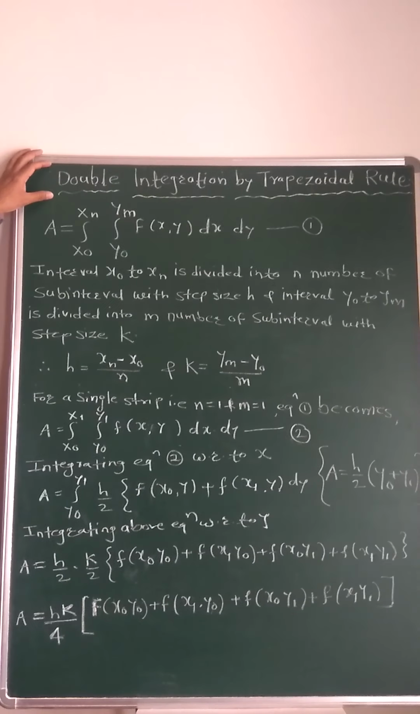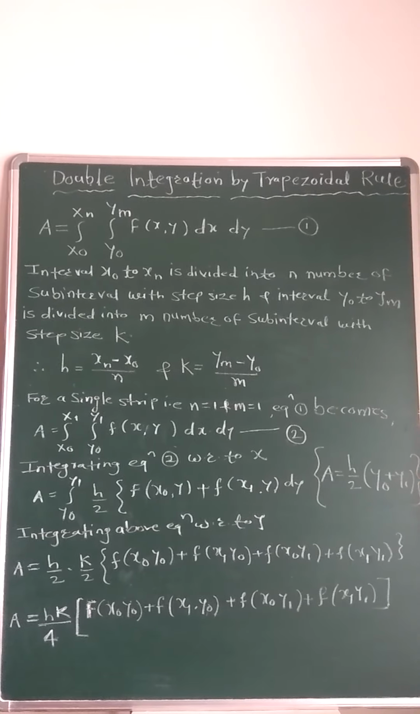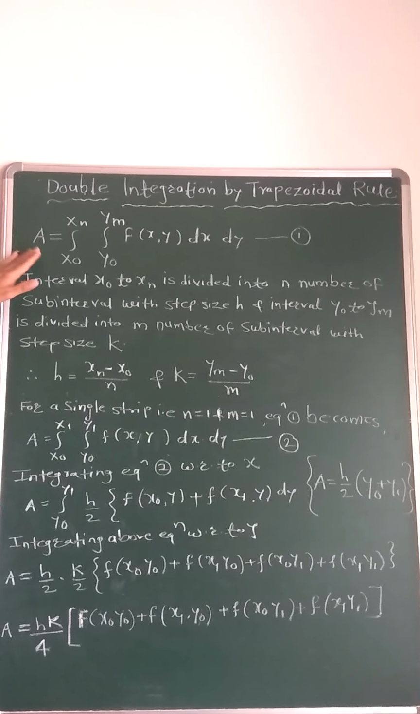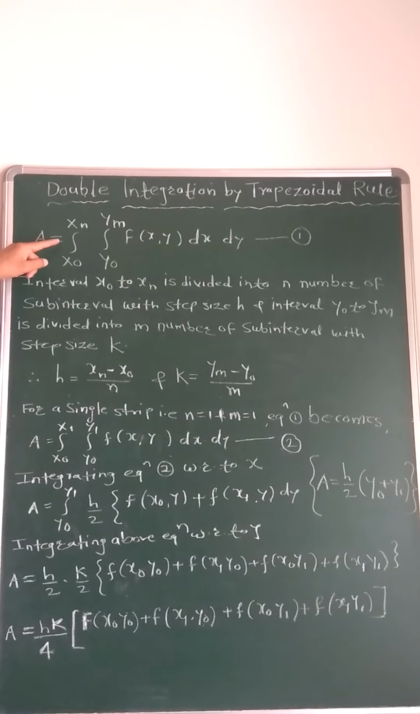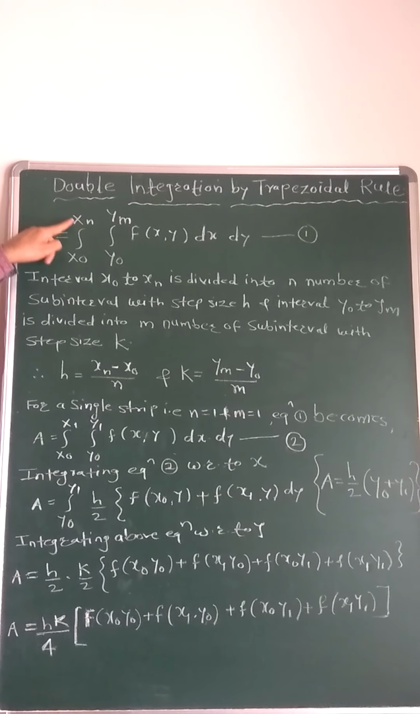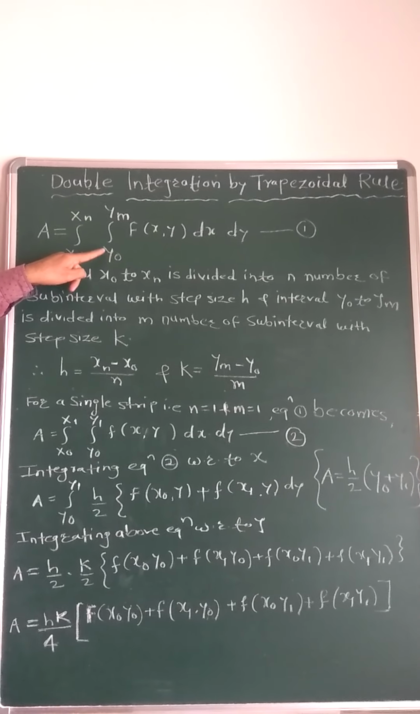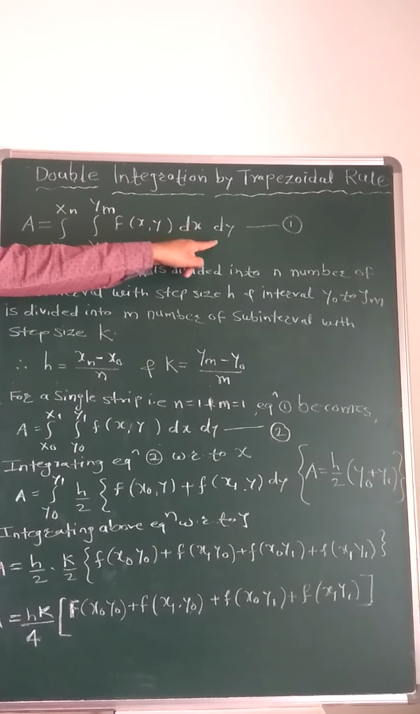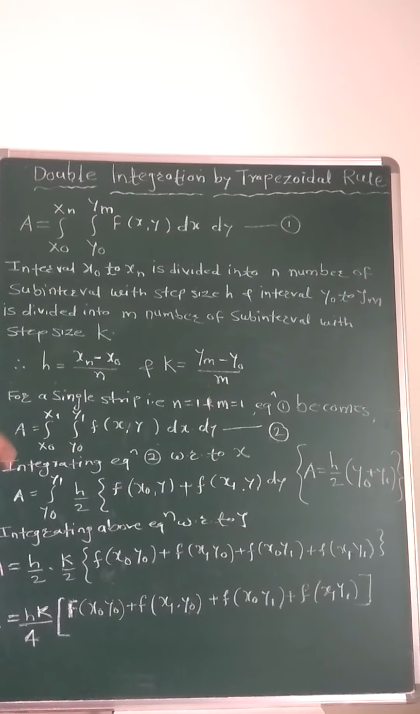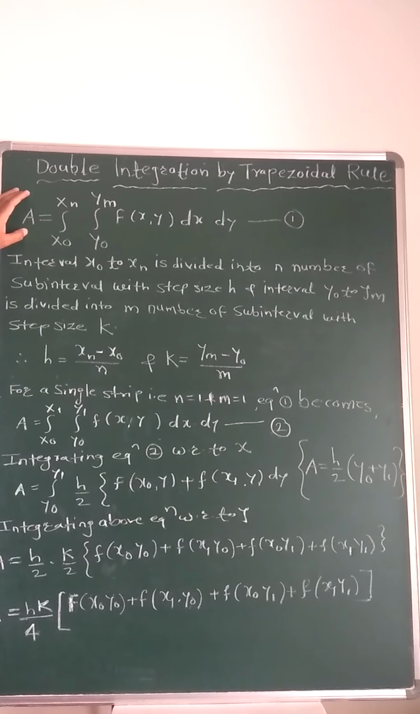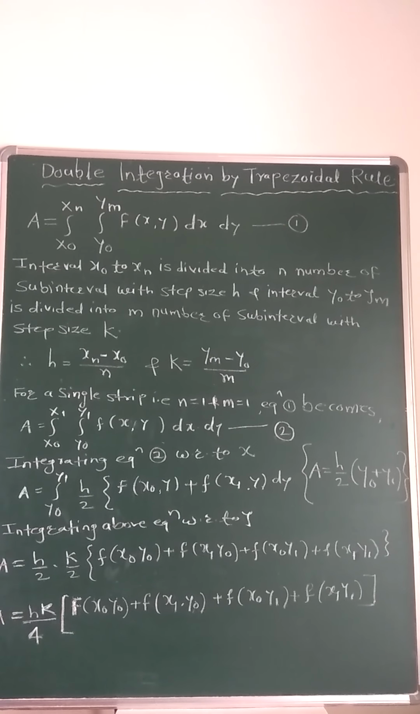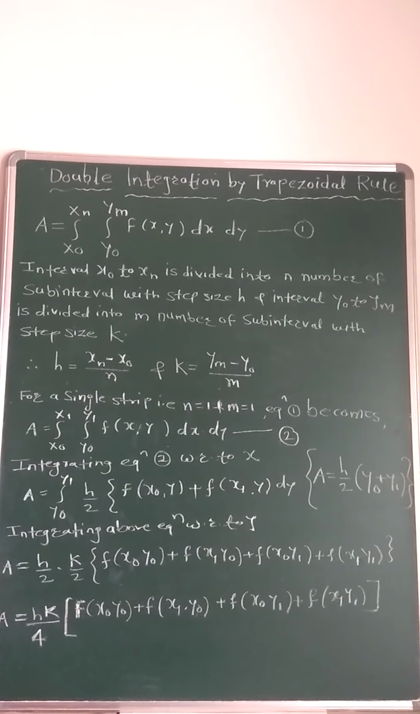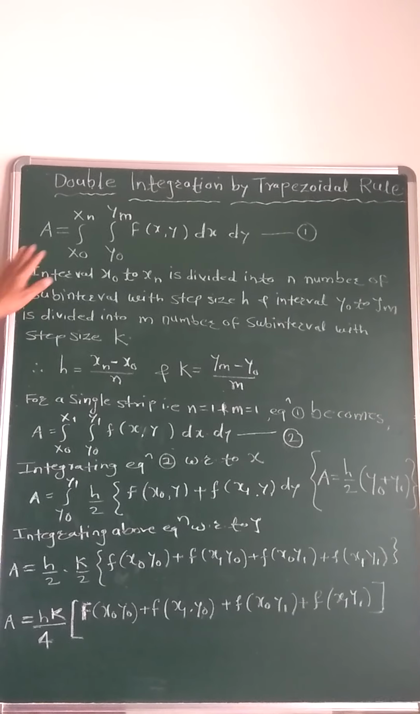Today's topic is double integration by trapezoidal rule. Double integration is given as area A is equal to integration x0 to xn, integration y0 to ym, f of x, y, dx dy, equation number 1. This double integration can be evaluated by successive integration in both x and y direction, considering one variable at a time.